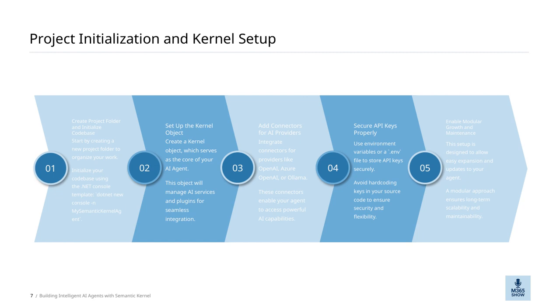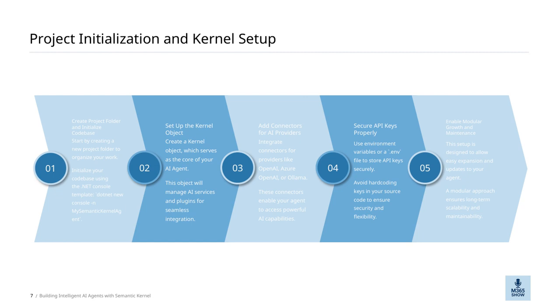Next, you'll create a kernel object. Think of this as the central hub of your AI agent. It manages all the AI services and plugins, making sure everything works together smoothly. Setting up this kernel is a crucial step because it forms the backbone of your intelligence system. Now, to give your agent real capabilities, you'll integrate connectors for different AI providers like OpenAI, Azure OpenAI, or Llama. These connectors are what allow your agent to tap into powerful AI models and functionalities. Without them, your agent wouldn't be able to perform complex tasks or generate meaningful responses.